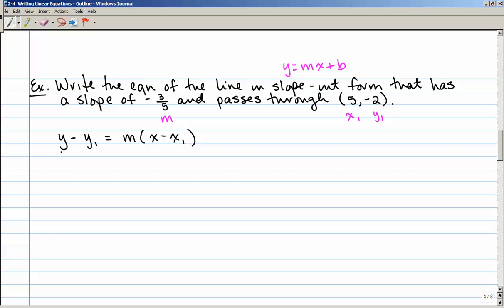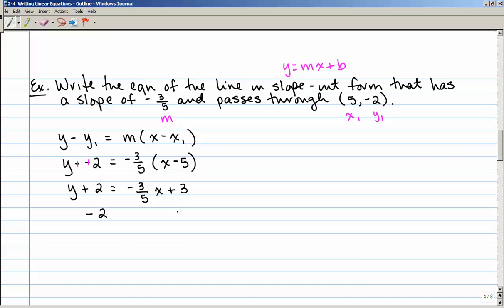And let's just plug those numbers in. Plain old y stays y. y1 is -2, but I need to do minus a -2. My slope is -3/5. x stays x, and my x1 is 5. Now I just need to turn that into slope-intercept form. I'll clean it up a little bit here by making that a plus. And so I have y plus 2 equals -3/5 x, oops, forgot my x, plus 3. -3/5 times a -5 gives me a +3.